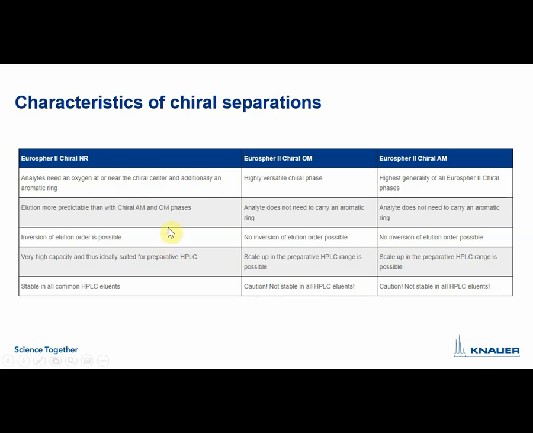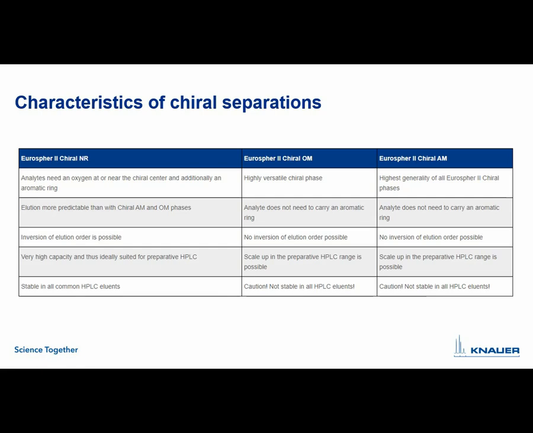What is maybe also interesting is here, the OM and AM phase are really highly versatile, and the AM a little bit more than the OM phase. And for the Chiral NR phase, you are a little bit limited, so it does not always work. So we wrote down here the most important thing: your analytes need an oxygen near or at the chiral center, and also an aromatic ring. Otherwise, you can't use this phase. These ones do not have such restrictions, so you don't need something very special. You can try them for nearly any chiral molecule. But that also leads to this NR phase being a little bit more predictable.